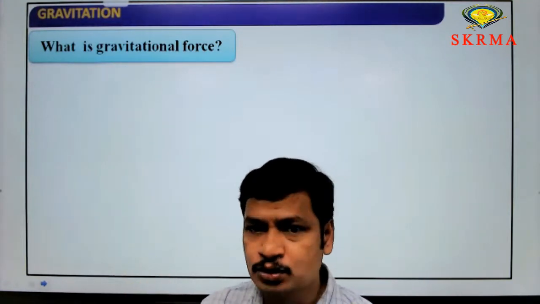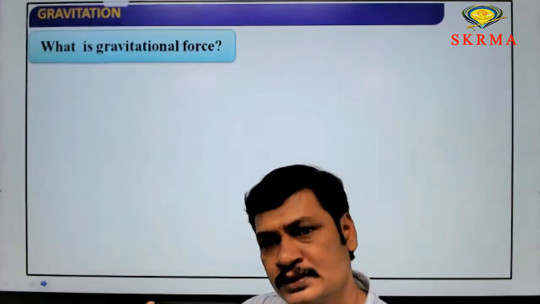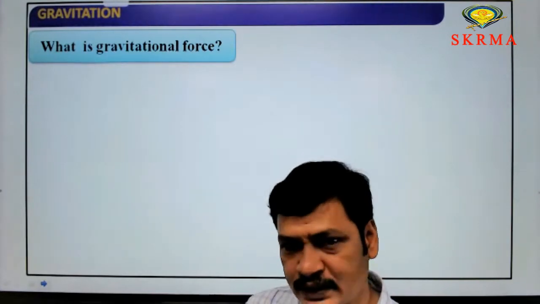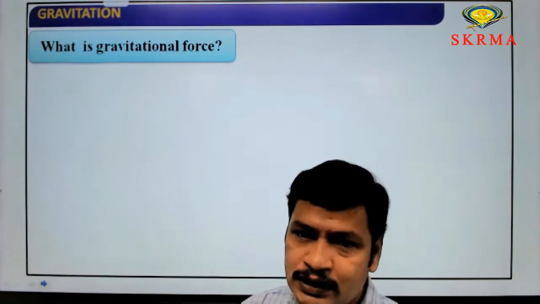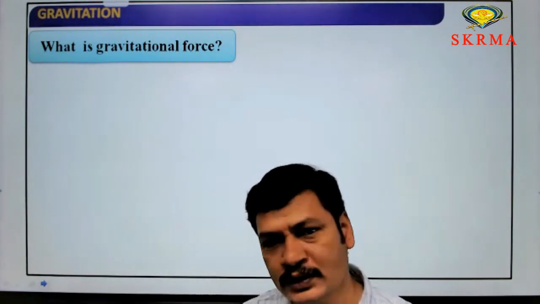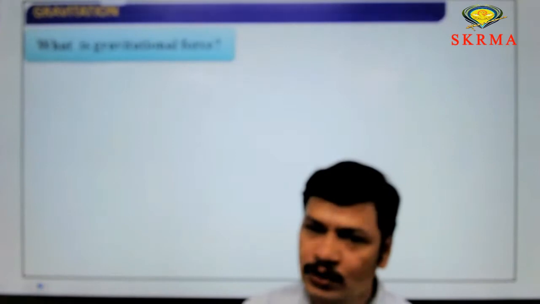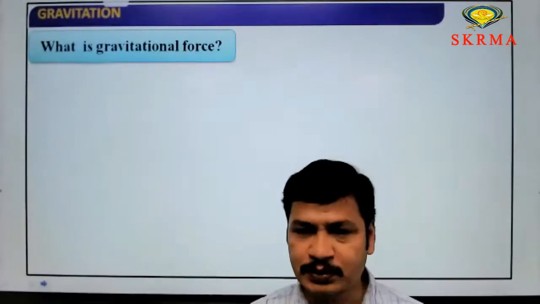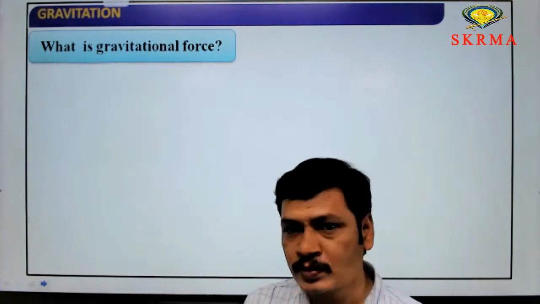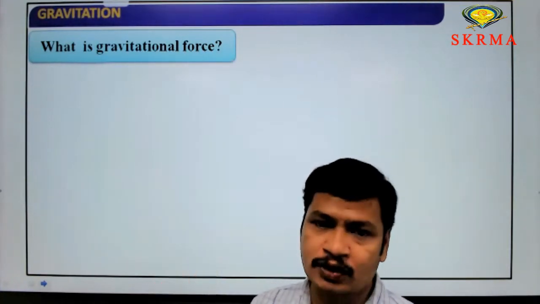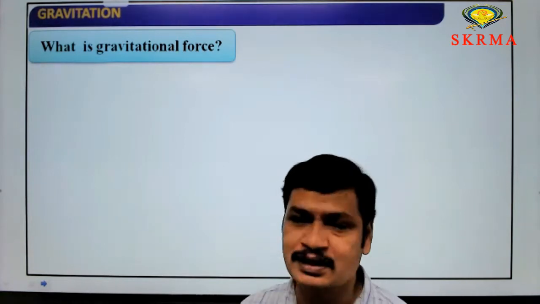Means if you take nuclear force, it is the strongest force, electrostatic force is the next in order, and the least is the gravitational force. Gravity depends upon the mass of the objects. Gravity is basically a mass dependent phenomenon. If an object has more mass, it has more gravity. If an object has less mass, it has less gravity.